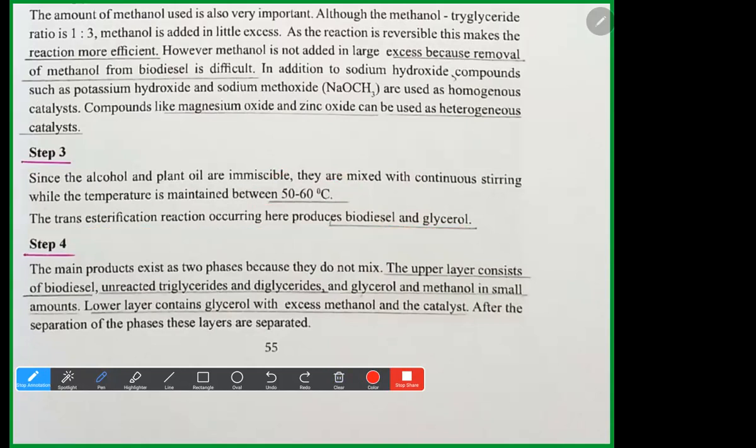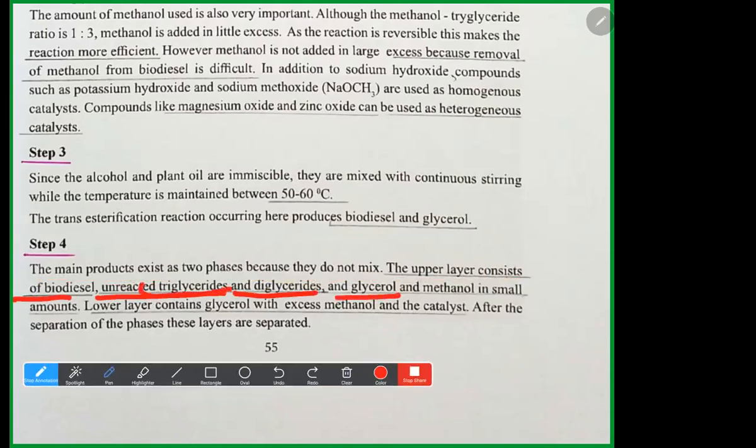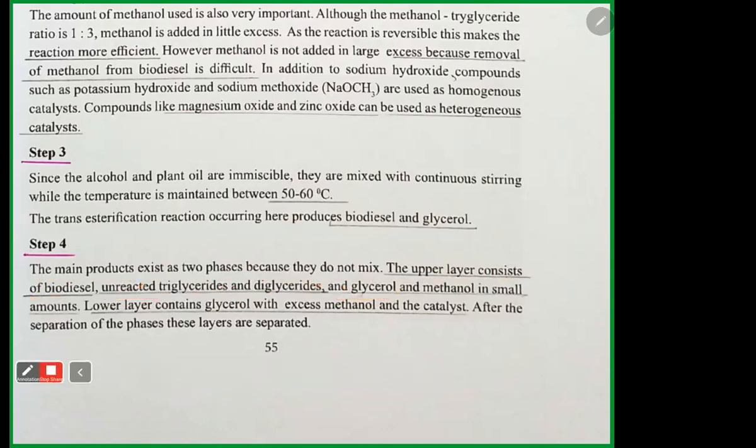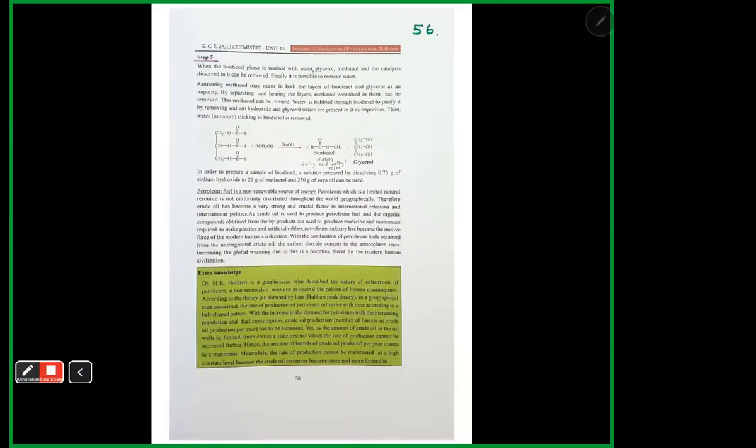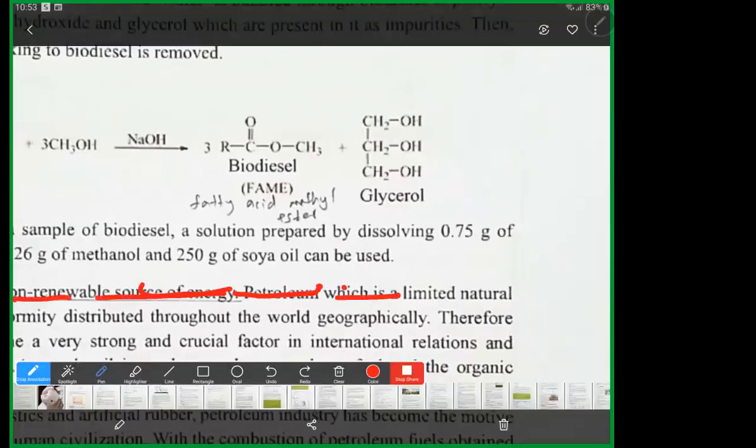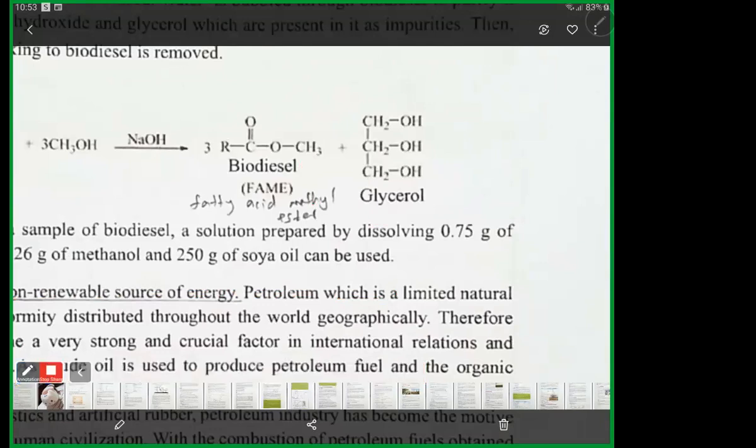Step 4. The main products exist as two phases because they do not mix. The upper layer consists of biodiesel, unreacted triglycerides and diglycerides, and glycerol. Triglycerides mean this is the triglyceride, and if you have only this part, that is the triglyceride.